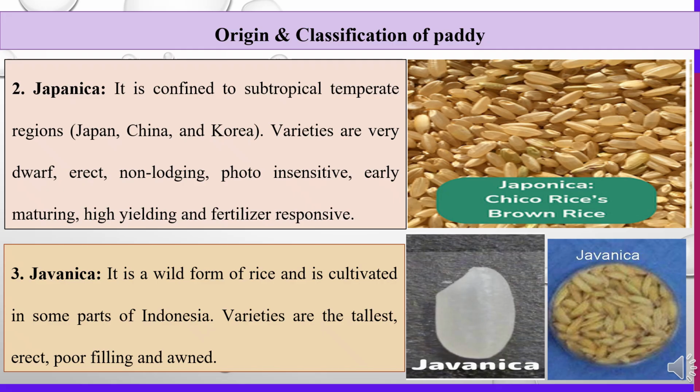Javanica, it is a wild form of rice and is cultivated in some parts of Indonesia. Varieties are the tallest, erect, poor filling and awned.